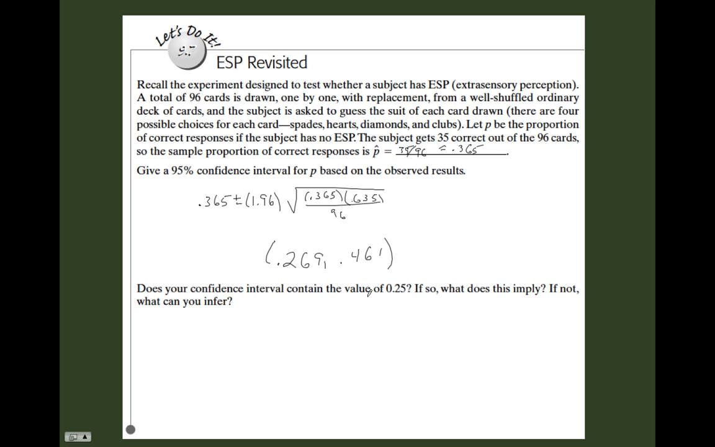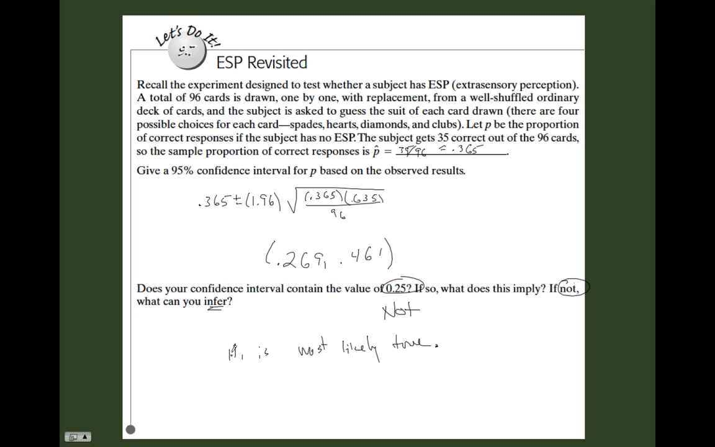So the question is, does our confidence interval contain 0.25? The answer is no. So what does this imply? It implies that the interval is giving us evidence that the true proportion, or this particular subject's true success rate, is above 25%. Since 0.25 is not in the interval, we can infer that H1 is most likely the truth. Again, in the case of the ESP problem, that assumption was that the subject had ESP.